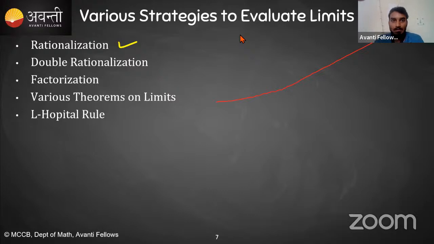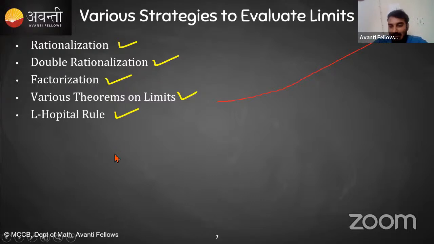As I was saying, students, we have to get rid of those indeterminate forms. So how can we do that? One is rationalization. Second is double rationalization. Third is factorization. Sometimes by using factorization, we can get rid of those indeterminate forms. And there are various theorems on limits, which we will be seeing also. And then finally, L'Hopital's rule. Because of these techniques, we can get rid of the indeterminate form and directly find the answer. Is that clear? We will see these methods one by one. Don't worry about it.